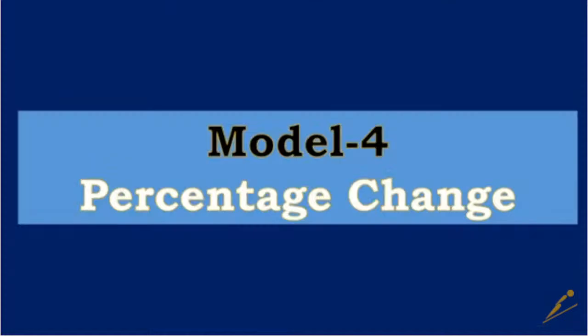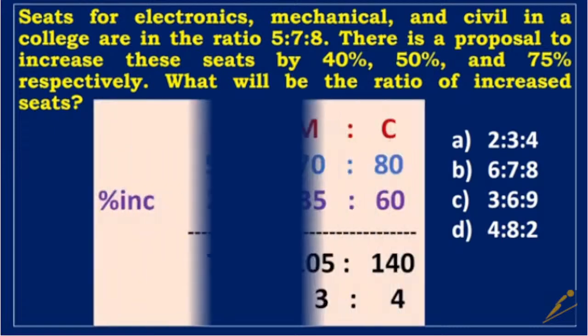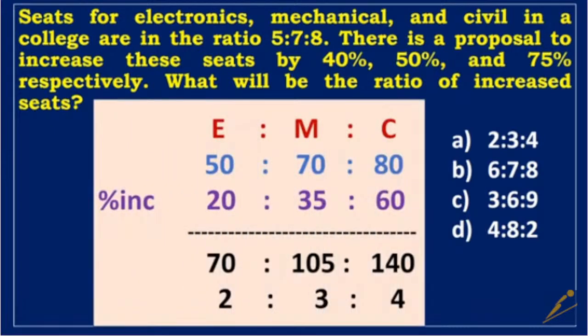Model 4. Percentage change. Example 1. Seats for electronics, mechanical, and civil departments in a college are in the ratio 5:7:8. There is a proposal to increase these seats by 40%, 50%, and 75% respectively. What will be the ratio of increased seats? Let the initial number of seats for electronics, mechanical, and civil be 50, 70, and 80 seats respectively.